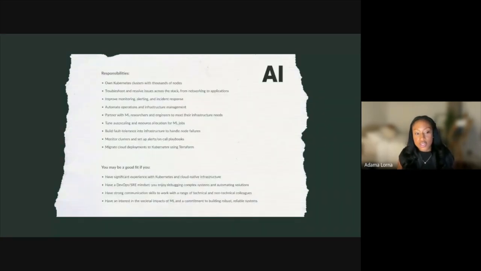And this final one that I want to show you, we don't need to go through it specifically, but I just want to highlight to you that SRE is moving with the times. This is a job description from an AI-first company.